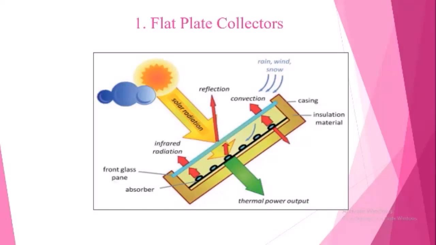First is the transparent cover, or we can say front glass pane, then the absorber plate. After that, tubes fixed to the absorber plate to form the coolant passage. This round shape is the coolant. These are the tubes fixed on the absorber. Through those tubes we can pass the coolant or cold water. Then thermal insulation. The insulation material is used as thermal insulation.